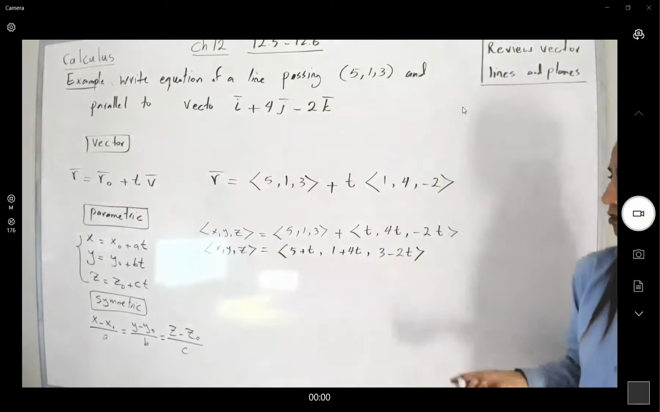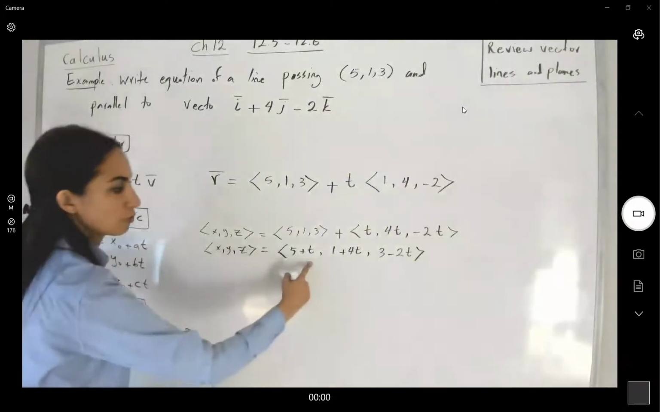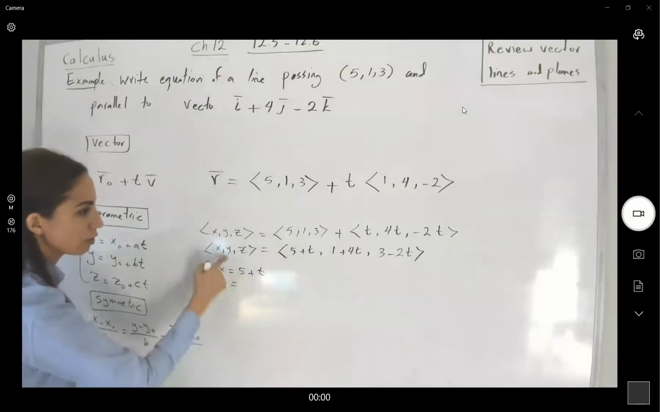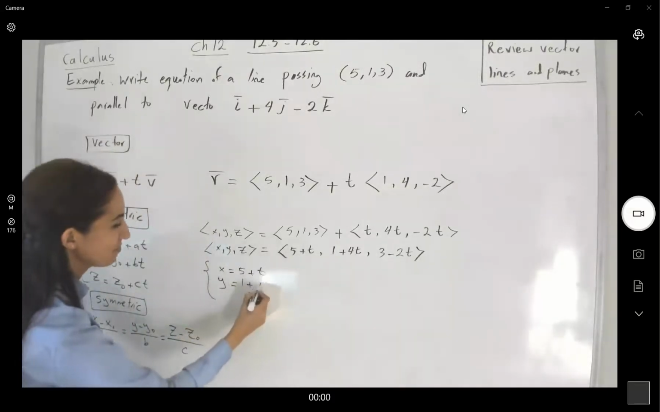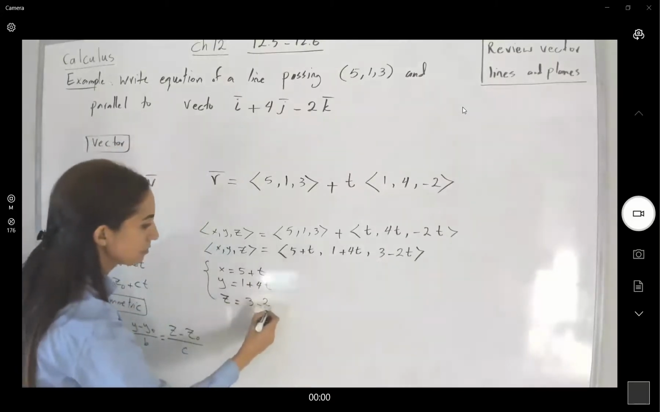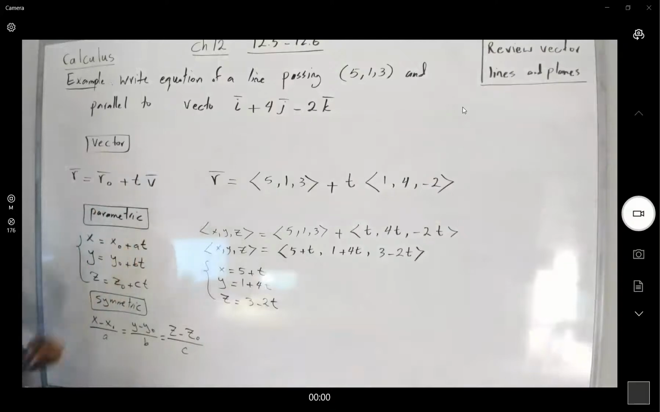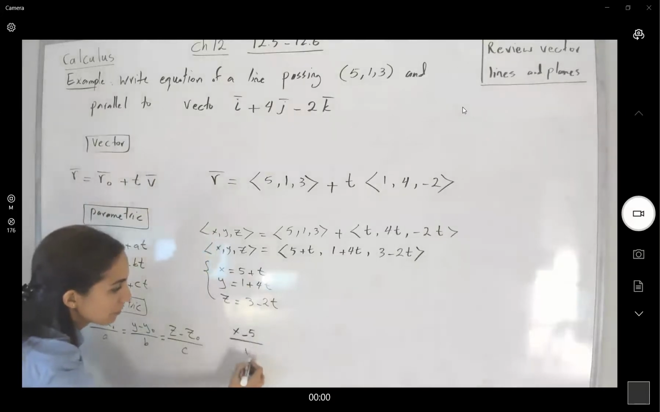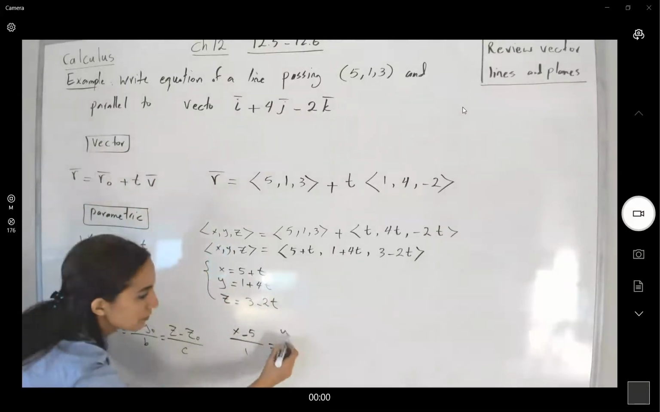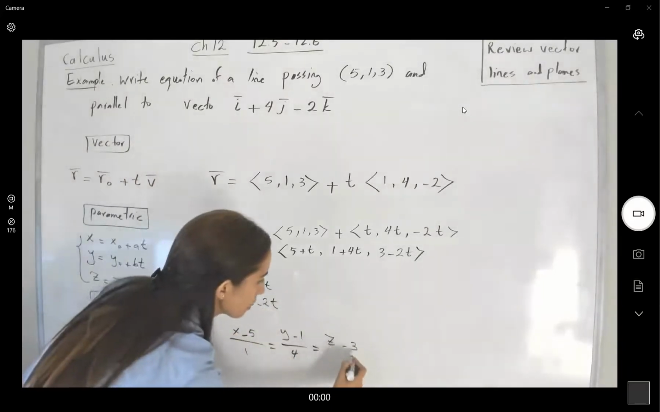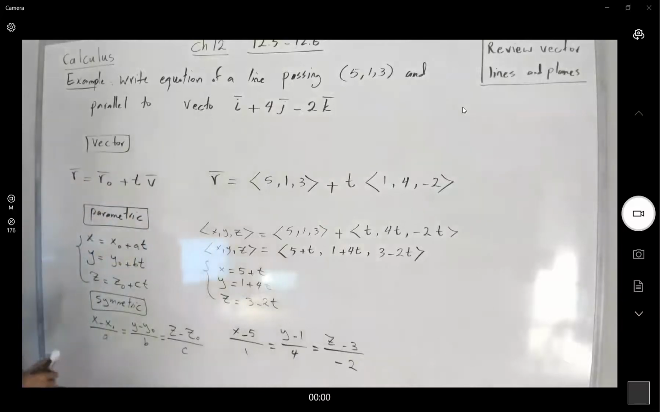Okay, so what's the meaning of that? It means that X is equal to 5 plus T, Y is equal to 1 plus 4T, and Z is equal to 3 minus 2T. Okay, this is the parametric equation of the line, and the symmetric is easy. X minus 5 divided by 1 is equal to Y minus 1 divided by 4 equals Z minus 3 divided by negative 2.